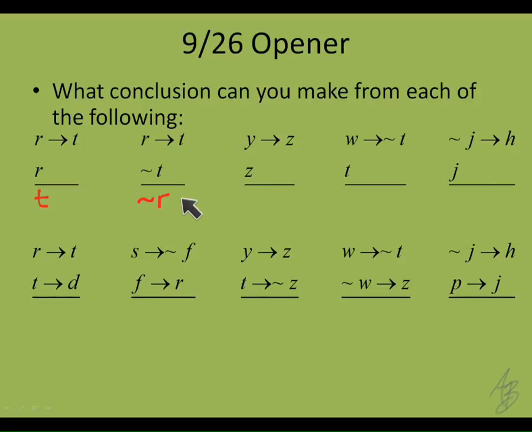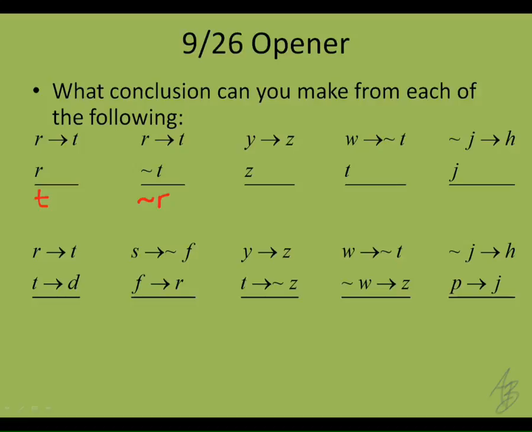So we use the law of detachment, but did we confirm the hypothesis or negate the conclusion? We negated the conclusion. Exactly. So this statement here, not T, says that the conclusion is false, so that we can conclude then that the hypothesis was false. Does that make sense, Devin? Okay.